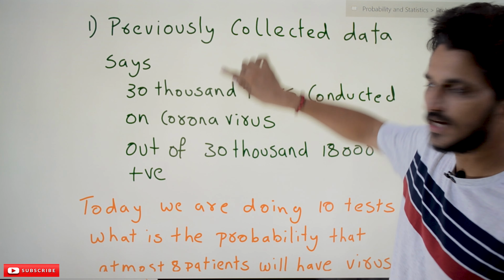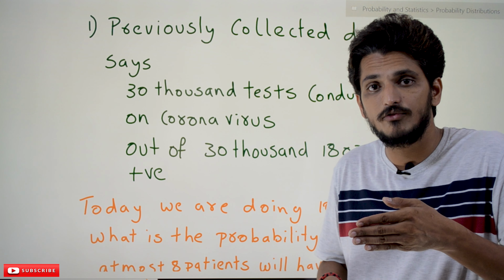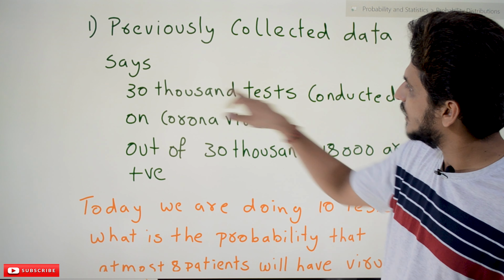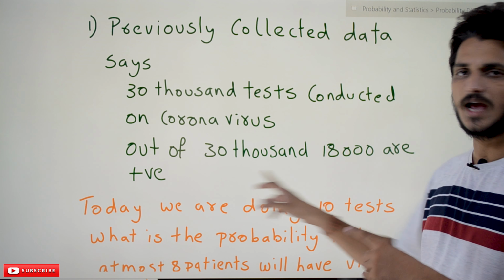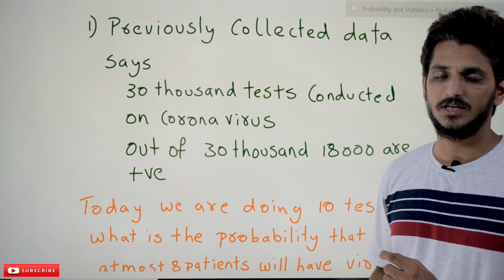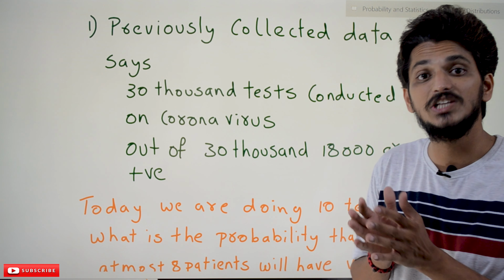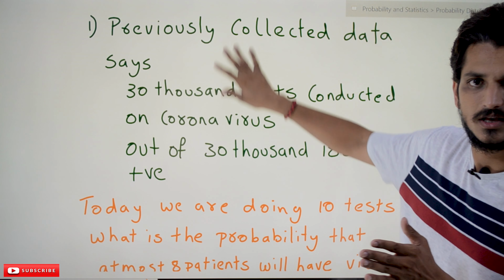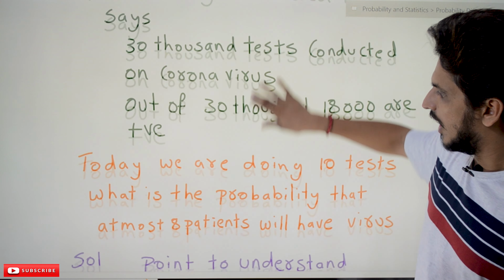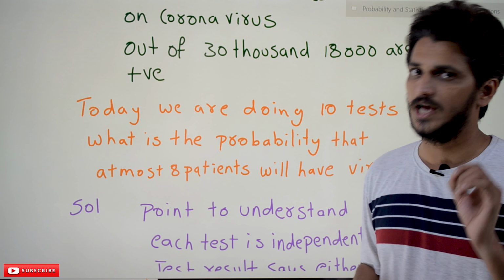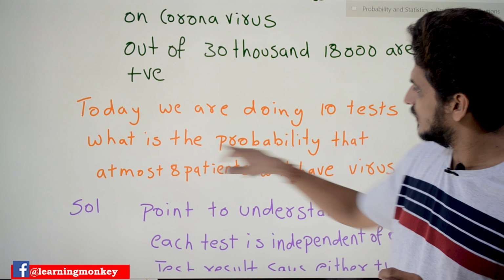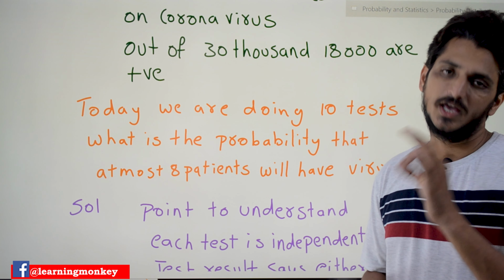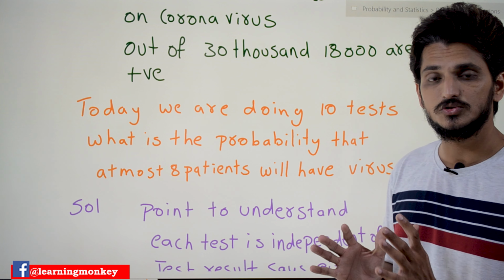From this previously collected data, they have given the probability of a person getting coronavirus. How do you know that? Out of 30,000 tests, 18,000 are positive. So 18,000 by 30,000 gives 0.6, a 60% chance of a person getting coronavirus. That is what this data says. So the P value has been provided. Today we are doing 10 tests, so the N value has been provided. N is 10. And the probability that at most 8 patients, so the X value has been provided. If the X value, N value and P value are provided, we can apply binomial distribution.